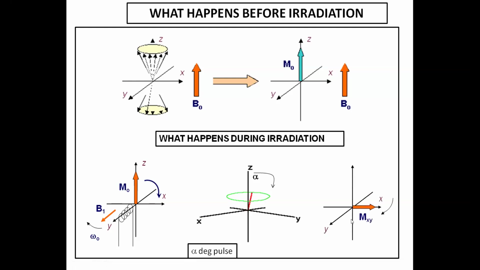So here is the xy plane, and when it goes back, it precesses around the z axis. And you can see the 90-degree pulse will change the magnetization from the M0 Z direction to the XY plane.